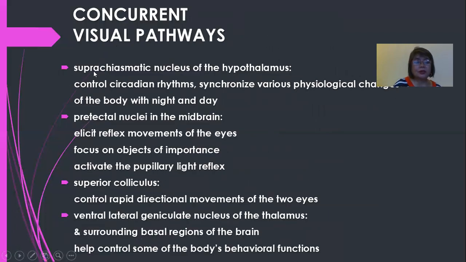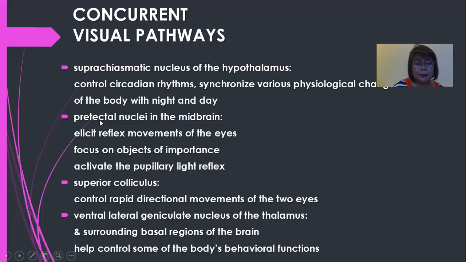You have concurrent visual pathways. Once it reaches the visual cortex, some fibers would be sent to the suprachiasmatic nucleus of the hypothalamus to control circadian rhythms, which synchronize various physiological changes of the body with changes of the night and day, like cortisol more produced during daytime, causing you to wake up. These are the circadian rhythms of the body.